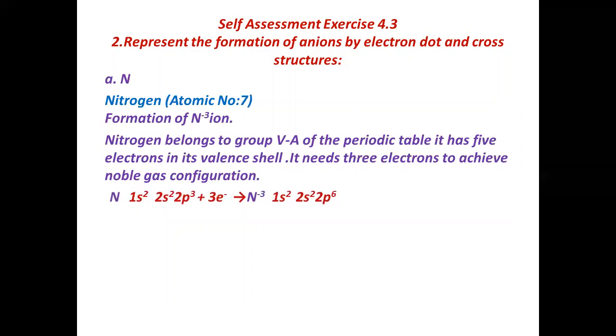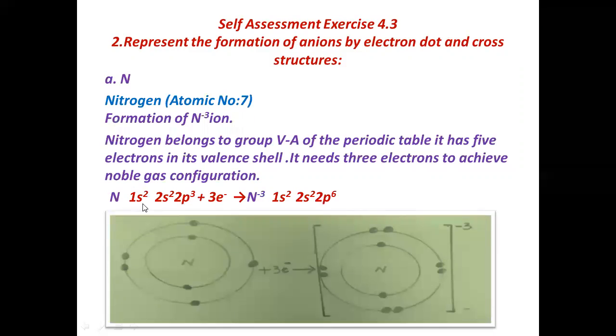Atomic number of nitrogen is 7 and it has 5 electrons in the outermost shell. As nitrogen belongs to group 5A of the periodic table, it has 5 electrons in its valence shell. It needs 3 electrons to achieve the noble gas configuration. So the electronic configuration of nitrogen is 1s2, 2s2, 2p3. You can see that p has 3 electrons while p can accommodate 6 electrons. So it has a deficiency of 3 electrons.